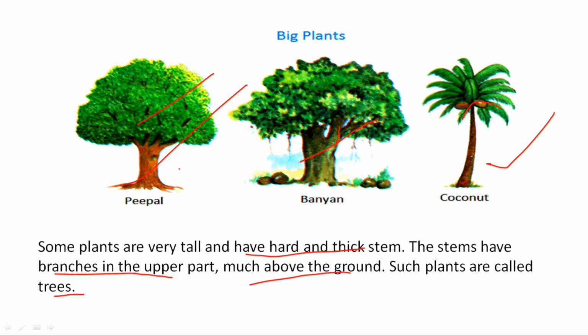Okay, so trees are big plants, very tall, with hard and thick stems, and branches on the upper part above the ground. Okay, examples: banyan and coconut. No need to say, after seeing only you can say.